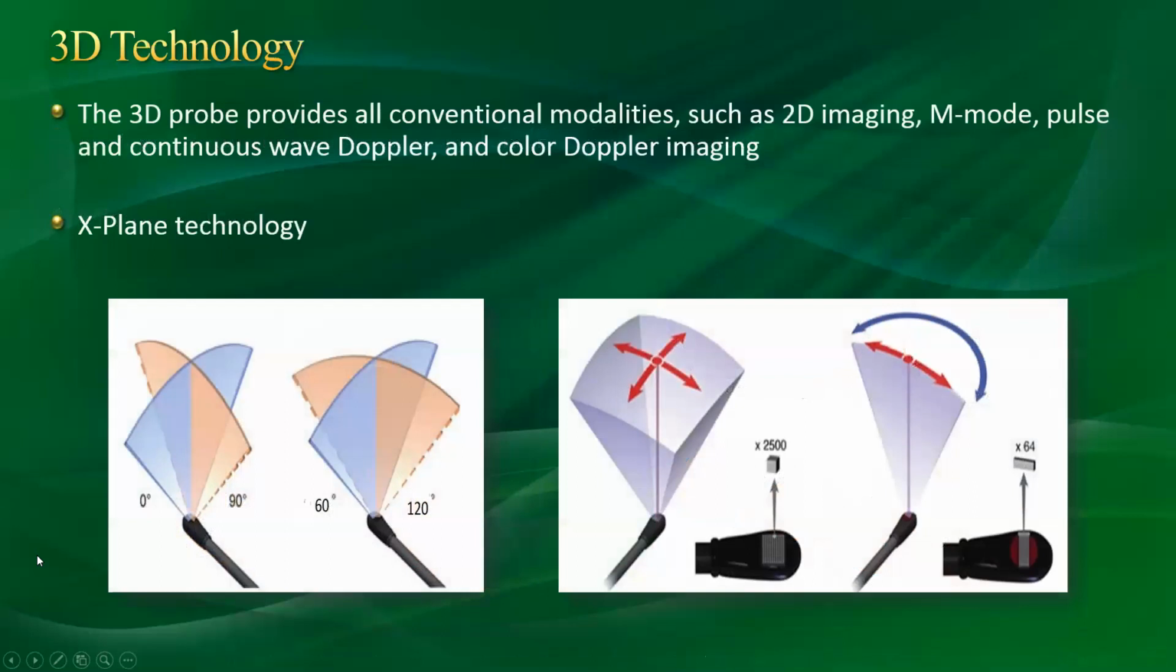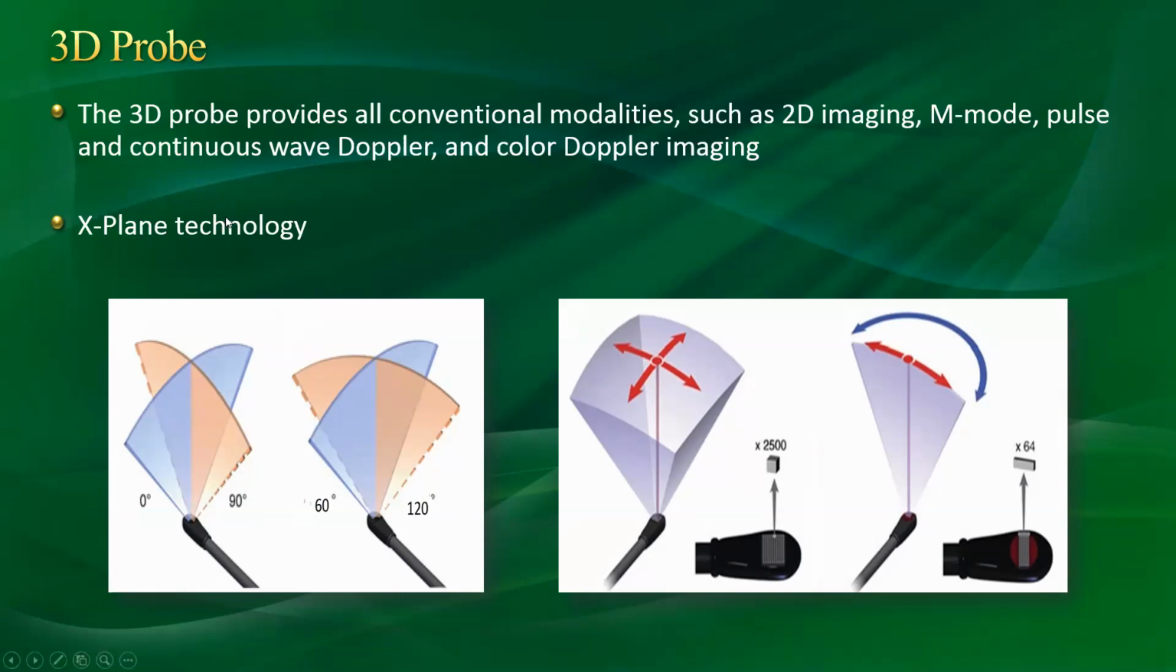Now, the 3D probe, besides being a matrix array that has those micro crystals and microelectrons, it has all the conventional modalities of 2D echo. It has the M-mode, it has the grayscale with 2D imaging, it has pulsed wave, continuous wave, and color Doppler.